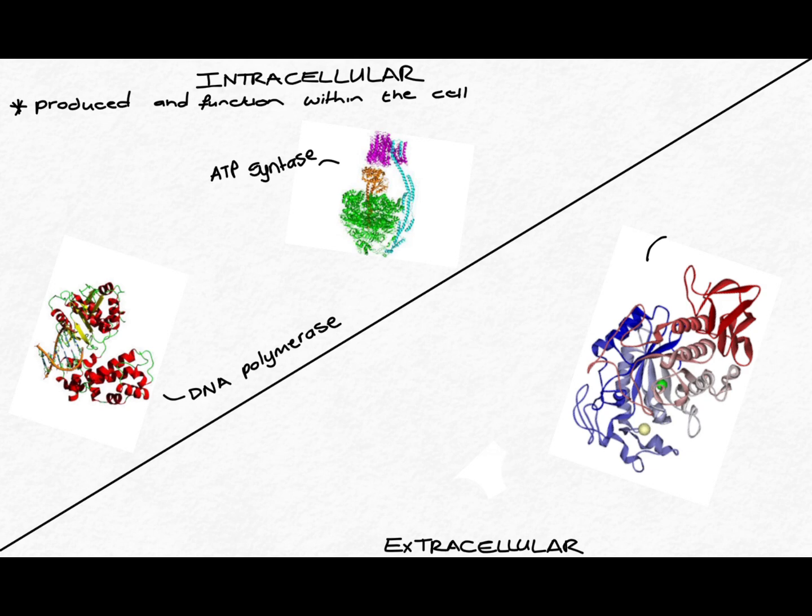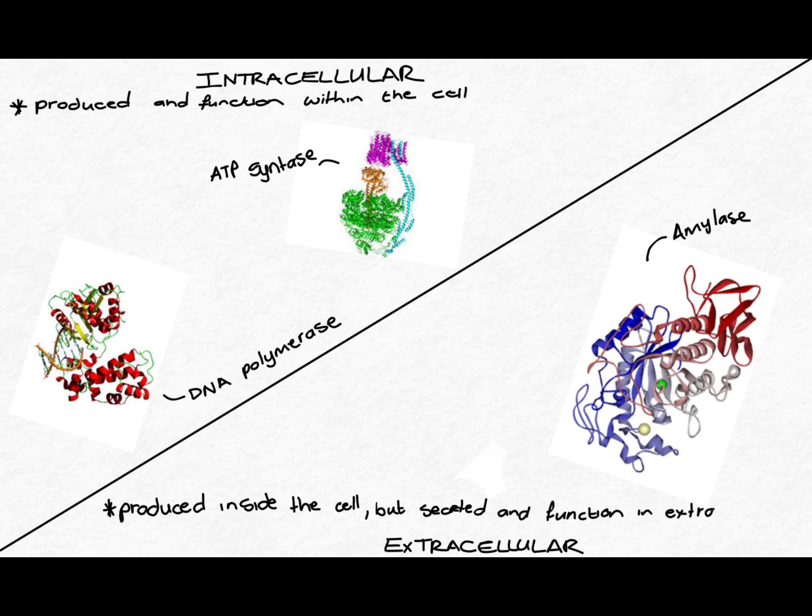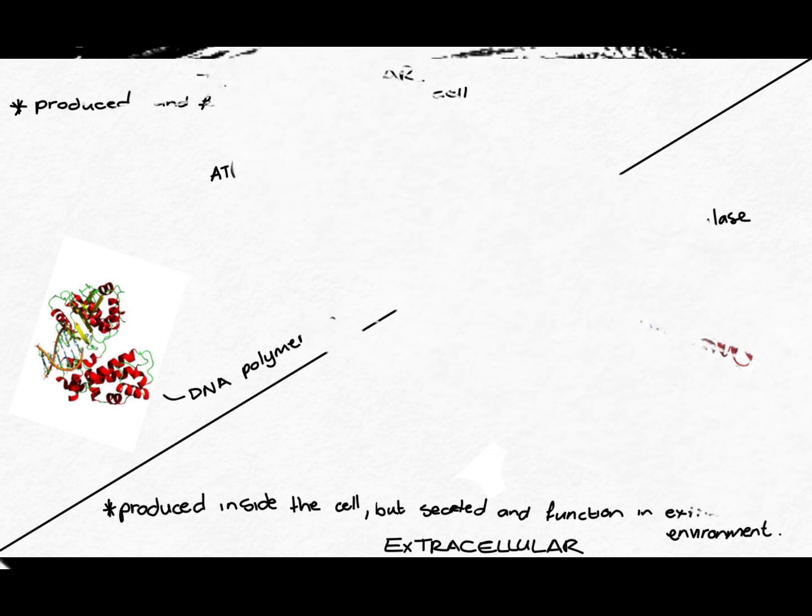Extracellular enzymes are produced and manufactured inside of the cell, but they're secreted and they function in the external environment. Now, one example of this is amylase. Amylase is secreted outside of the cell, usually by the salivary glands, and is responsible for the breakdown of starch into amylose in the mouth. Enzymes can also be classified as either anabolic or catabolic.